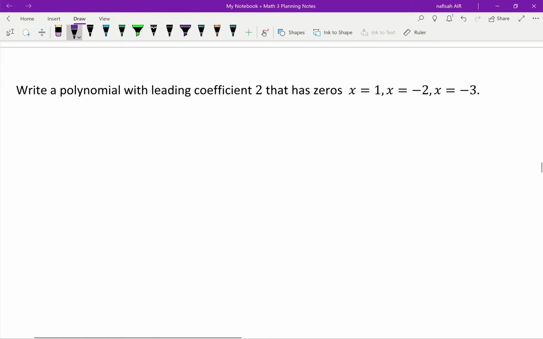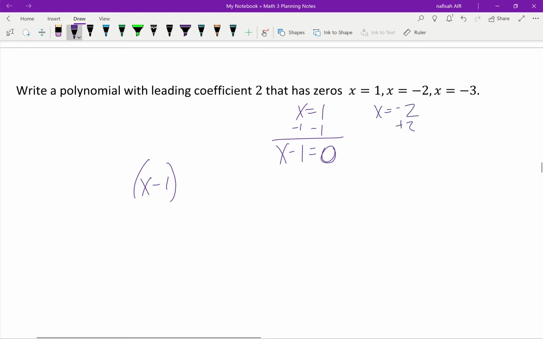So if I have x equals 1, I can just move everything over to the side where the x is, and that'll tell me my factor. So I can minus 1 from both sides and get that x minus 1 equals 0. And then that would mean that one of my factors would be x minus 1. I can then do the same thing with x equals -2. I'll add 2 to both sides and get that another factor would be x plus 2.